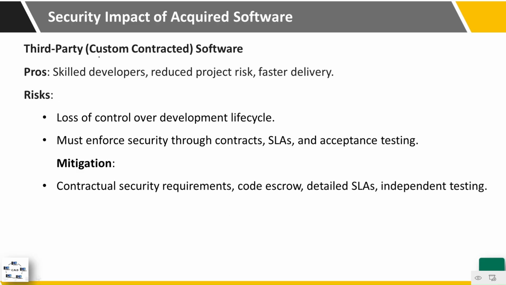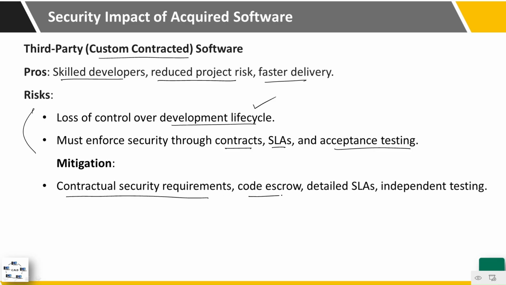Next is third party custom contracted software. The pros of this software are that it comes with the skilled developers of the third parties that develop it. They have reduced project risk and faster delivery. Risks include again the loss of control over the development life cycle as opposed to in-house development, and we must enforce security through contracts, SLAs, and acceptance testing. Mitigation of these risks includes contractual security requirements, code escrow, detailed SLAs, and independent testing.